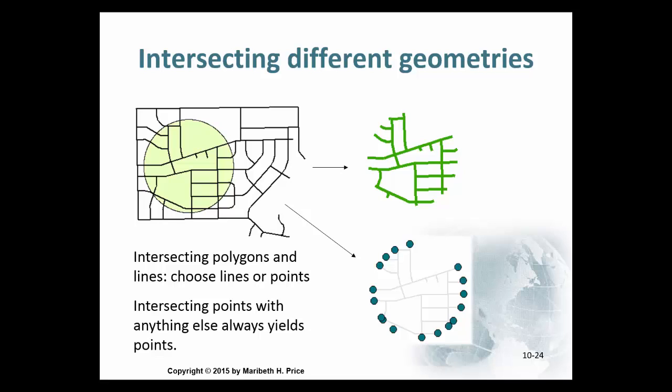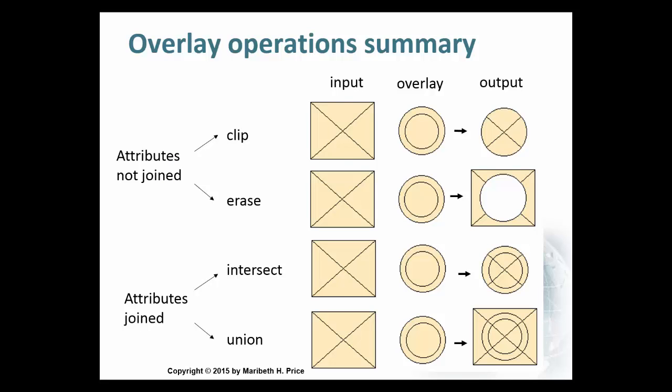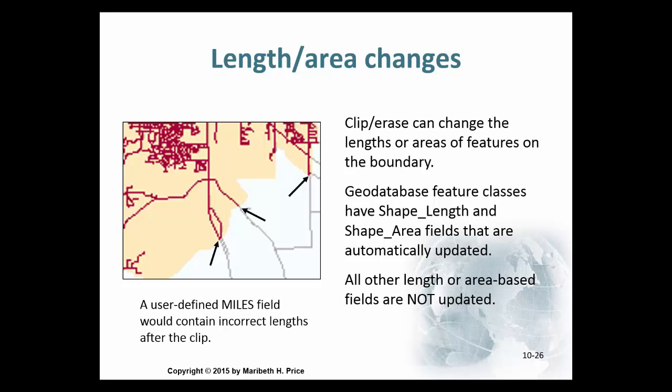So far, we have talked about intersect and union, where the attributes are joined together. Using the clip or erase tool, the attributes are not joined together. Remember, not all length and area fields are automatically updated after using the overlay tools. Only geodatabase feature classes do that. Shape length and shape area fields are automatically updated.